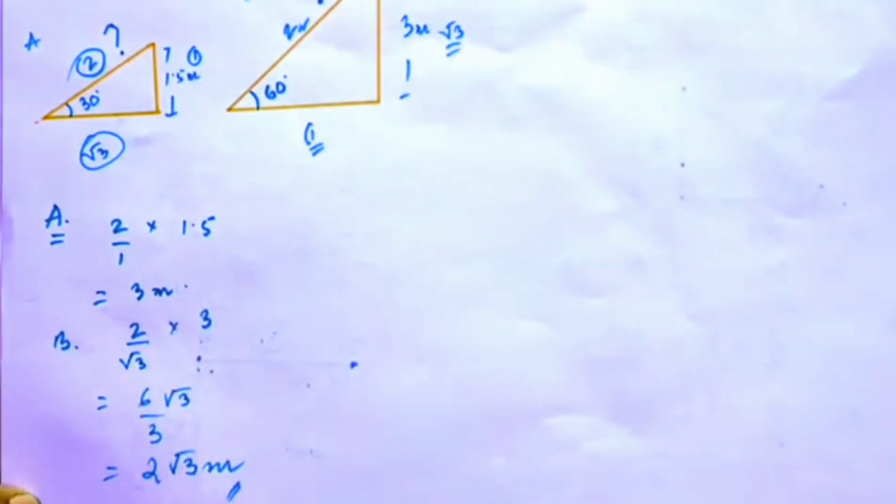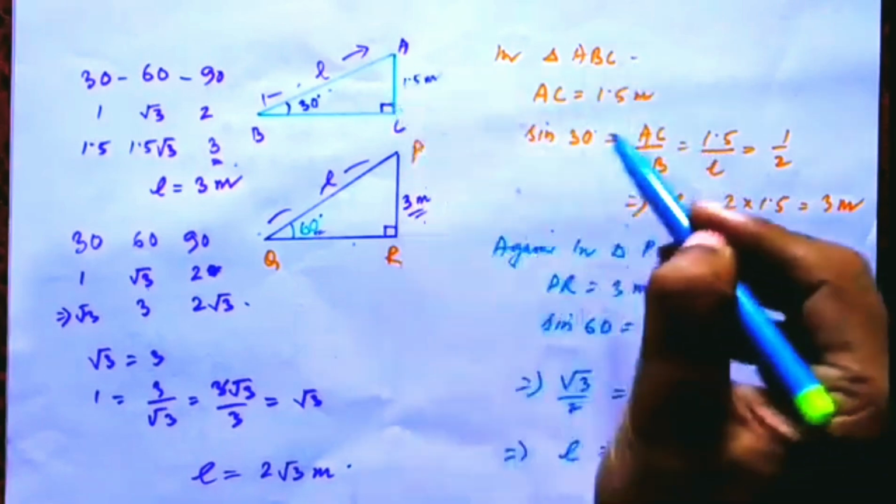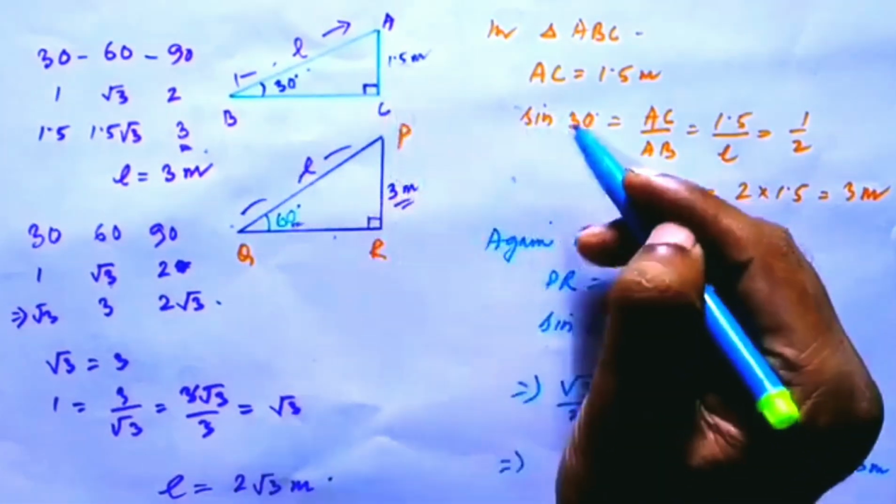This is our answer. In general procedure, in triangle ABC we have AC equal to 2.5 meter, so we have perpendicular and hypotenuse, so we are going to use sine 30 degree.